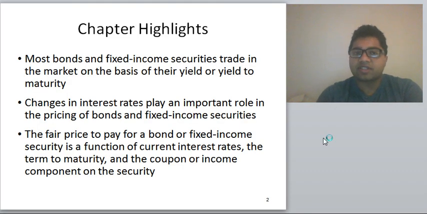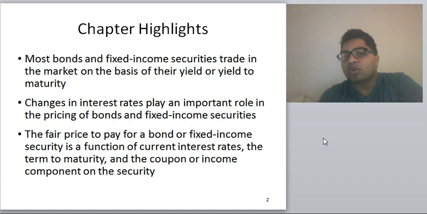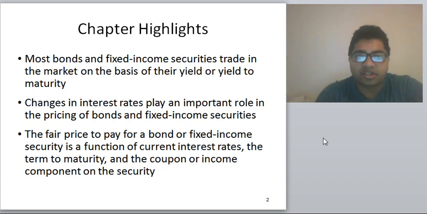So highlights of this chapter are: most bonds and fixed income securities trade in the market on the basis of their yield or yield to maturity. So understanding what yield to maturity is very important. Changes in interest rate play an important role in pricing of bonds and fixed income securities. The fair price to pay for a bond or a fixed income security is a function of current interest rates, the term to maturity, and the coupon or income component on the security.